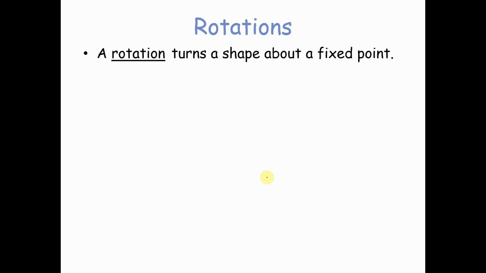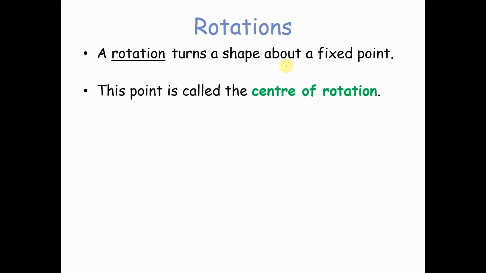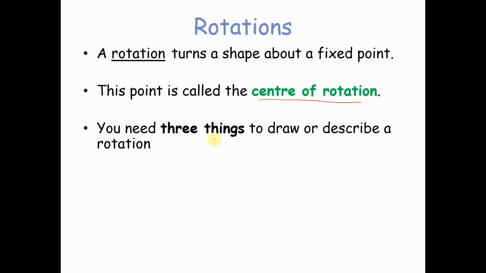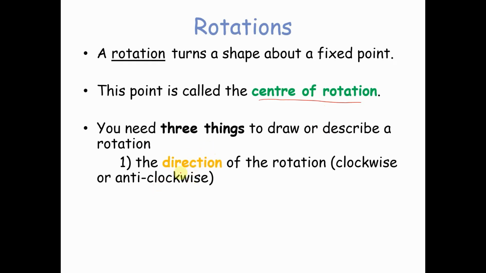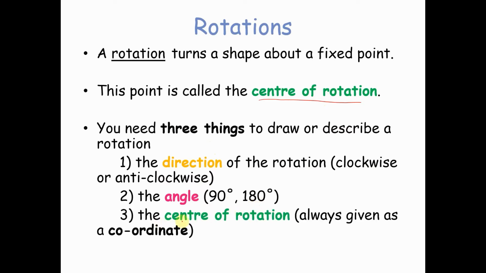As we said, the rotation turns a shape about a fixed point, and this point is called the center of rotation. This is important. You need three things to draw or describe a rotation. First of all, you need the direction, whether it's clockwise or anti-clockwise. You need the angle as well, in our case 90 degrees or 180 degrees. And finally, the center of rotation, which is given as a coordinate.